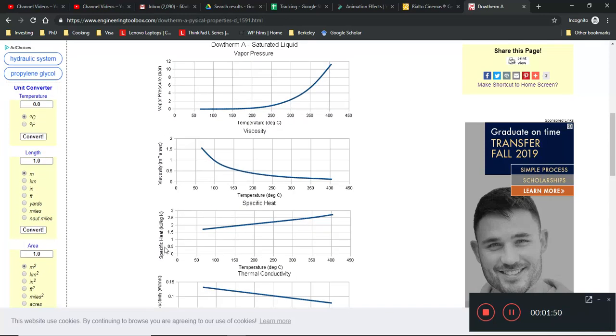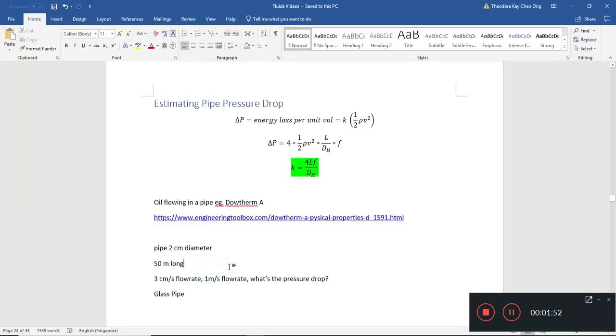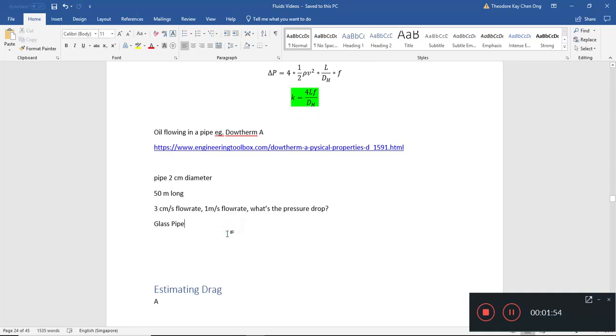So let's just take a look. We'll have room temperature Dowtherm A flowing along a 50-meter long pipe, which is 2 cm in diameter. We'll have two cases, 3 cm per second flow rate and 1 meter per second flow rate. And then we ask ourselves, what is the pressure drop?